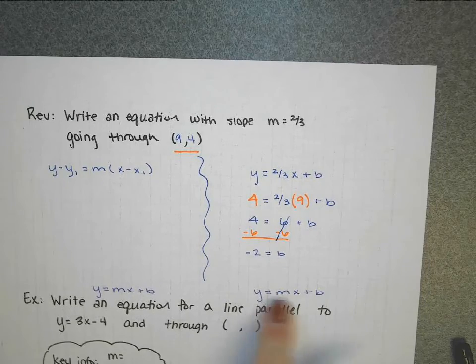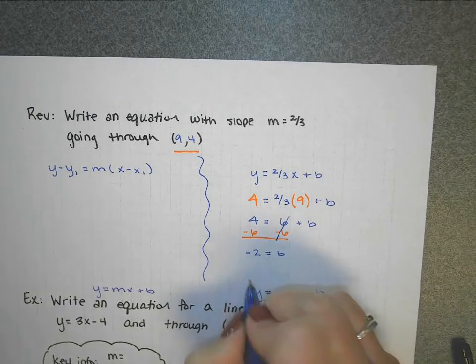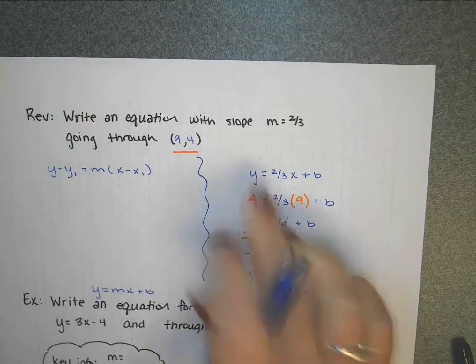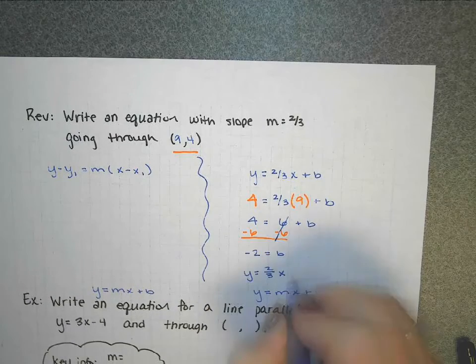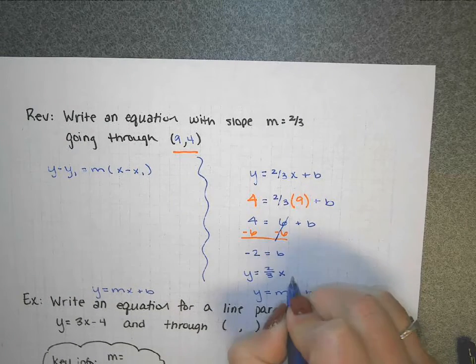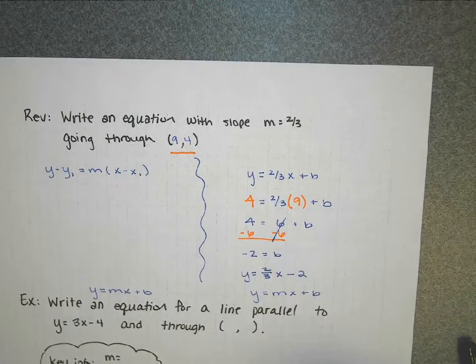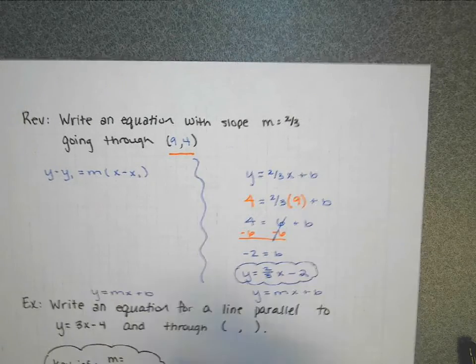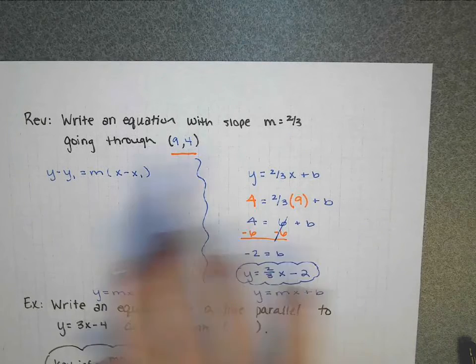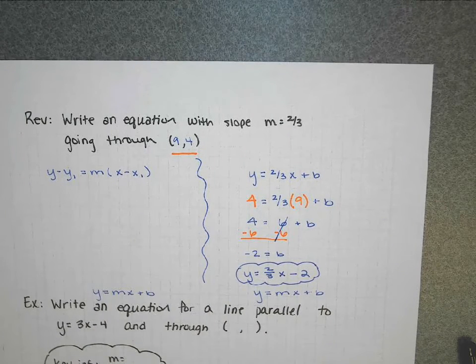Now that tells you another part of our equation. We already knew what the m had to be, because it told us m is 2/3. Plus, we know what b is now, it's -2, so we can write -2. So that would be our final answer. That's the equation for the line that has a slope of 2/3 that goes through the point 9,4.